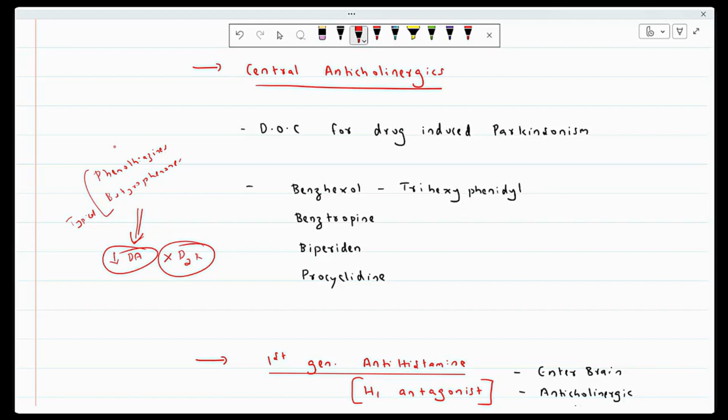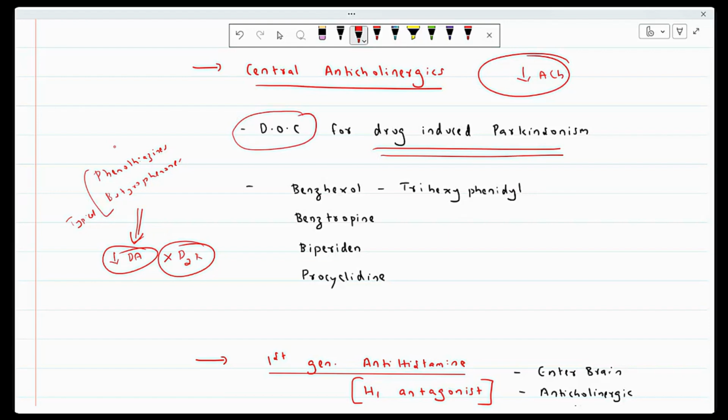The strategy is that, rather than stimulating the dopamine system, the other strategy I told you is to bring down the acetylcholine level. So whenever Parkinsonism occurs due to a drug, that is called drug-induced Parkinsonism, the drug of choice should not be any kind of levodopa, carbidopa, or any such drug. Rather, the central anticholinergic is the drug of choice. And the main example is benzhexol, also called trihexyphenidyl. Apart from that, benztropine, biperiden, procyclidine.